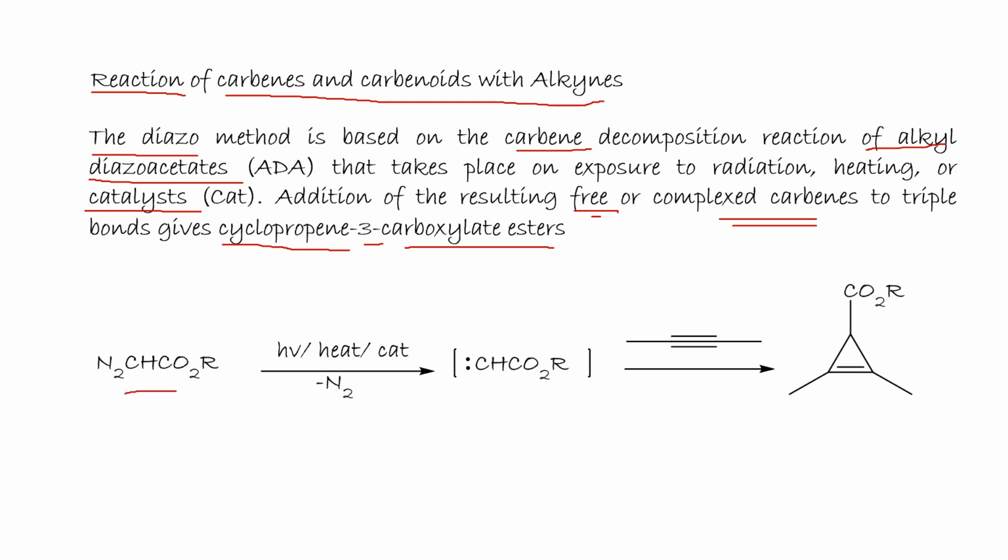So we start with alkyl diazoacetate. Under the influence of light, heat, or a catalyst, it decomposes, losing N2 to form a carbene intermediate, which reacts with the alkyne to give the cyclopropene product.